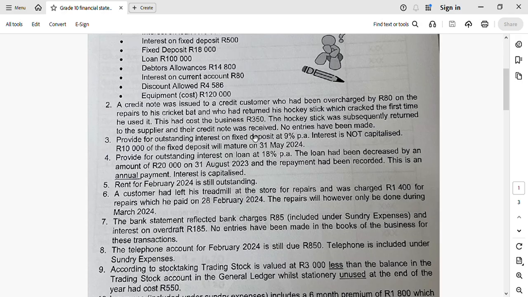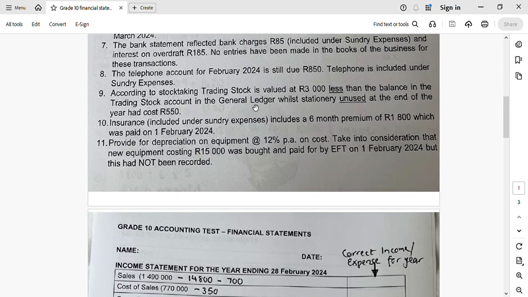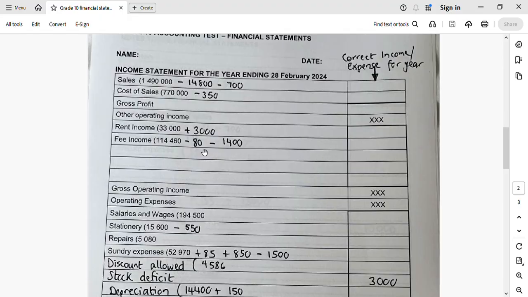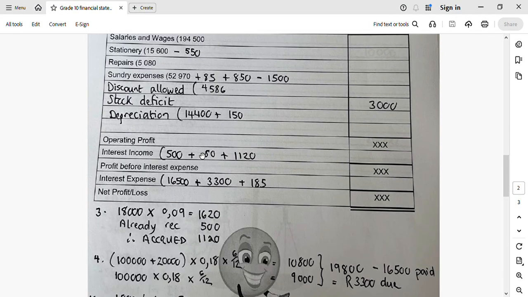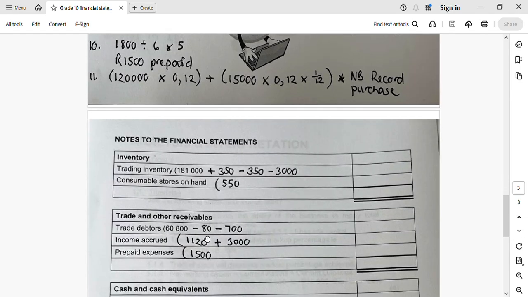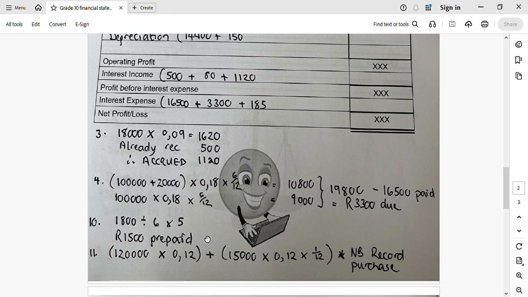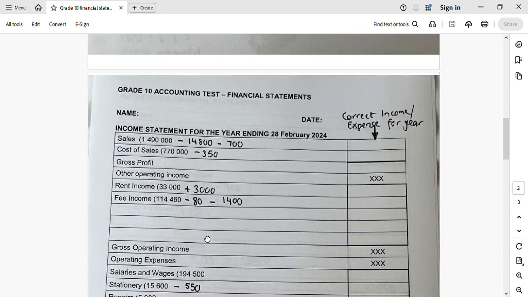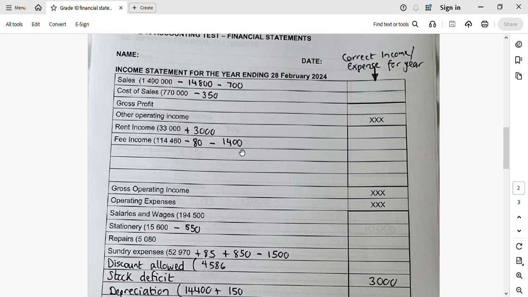The first thing we need to do is that 80 Rand overcharge. If you've overcharged a customer, you're going to need to decrease fee income and then decrease the amount that the debtors owe to the business, the 80 Rand. Then the hockey stick that was returned cost the business 350. So cost of sales will go down by 350 and 100% markup means sales will go down by 700.